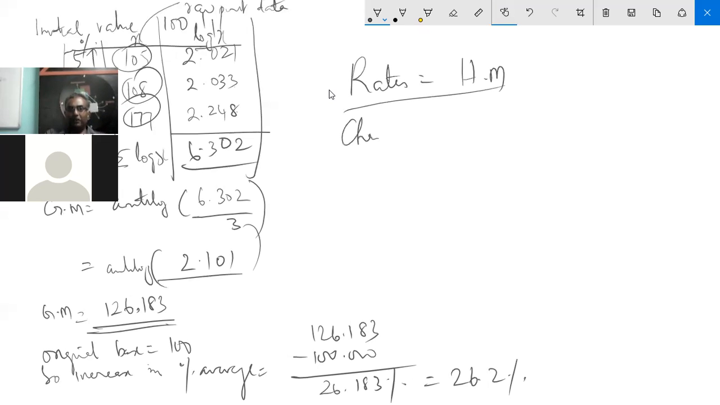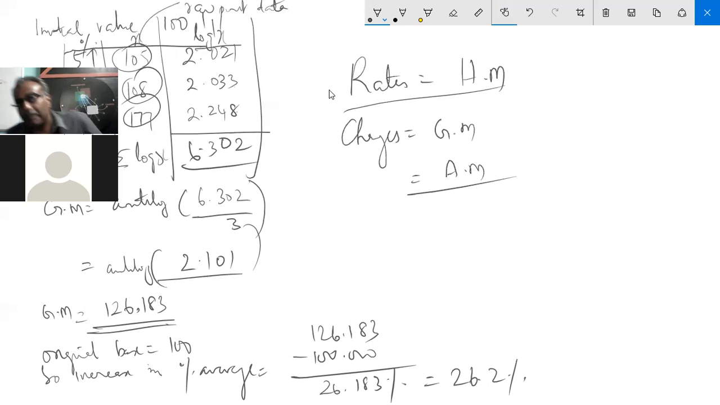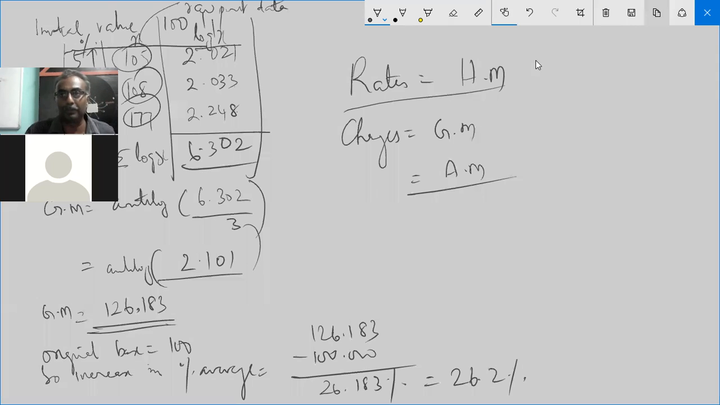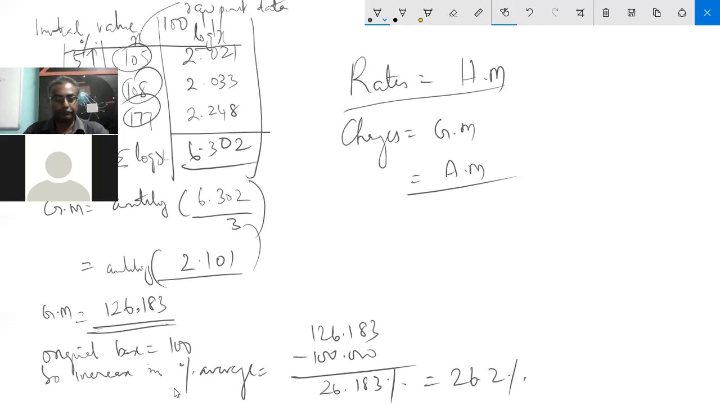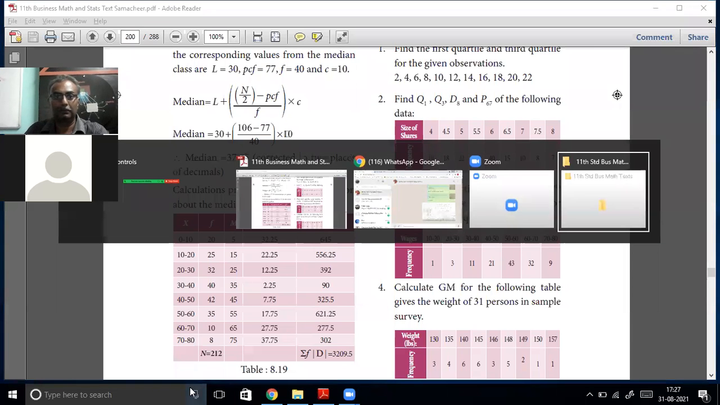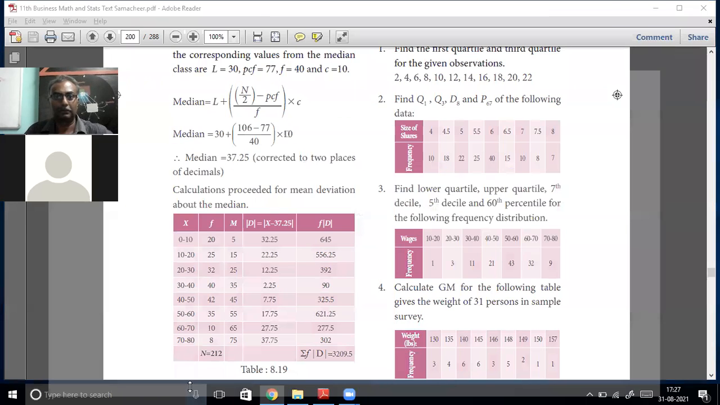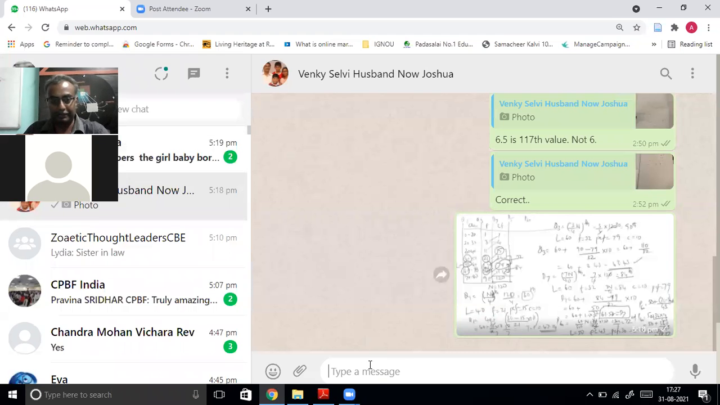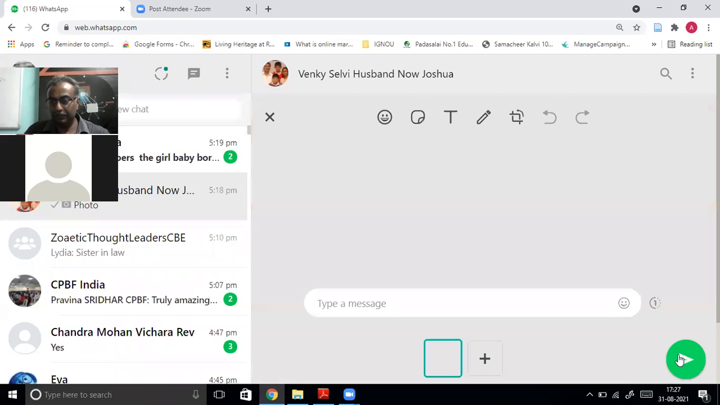When changes across the years or months or weeks are given, changes across time, always use geometric mean. Only when raw data is given, use arithmetic mean. When data is given alone without any rates or any changes, then only use arithmetic mean. Understood? Now this also I'm going to post. You got it? Very easy once you understand it.